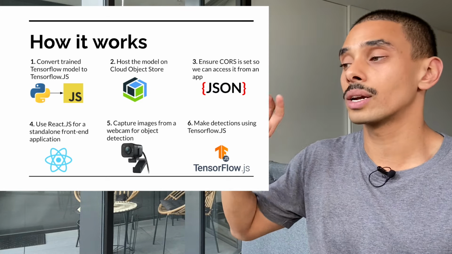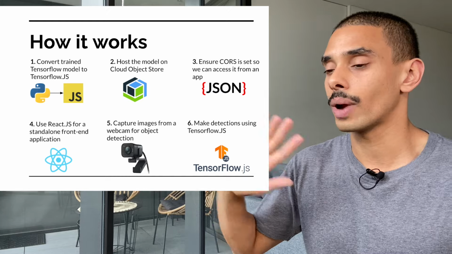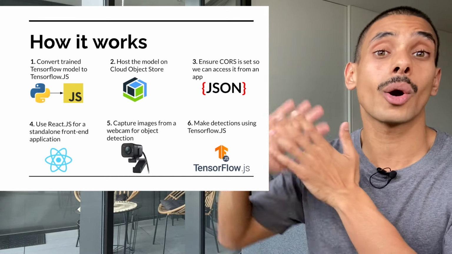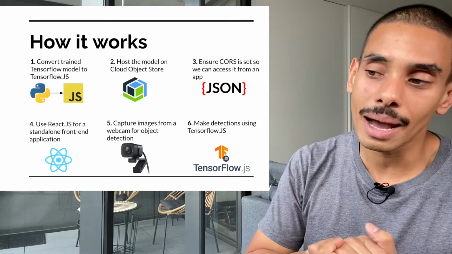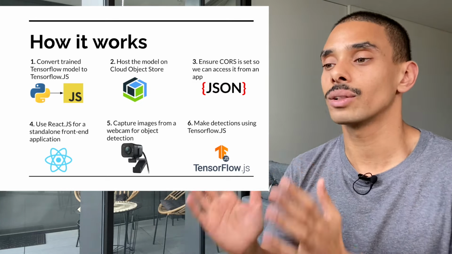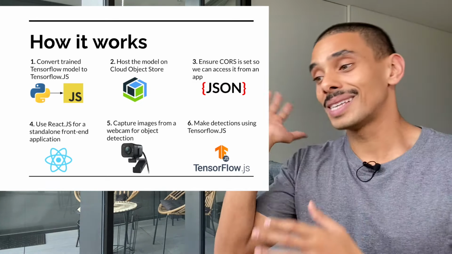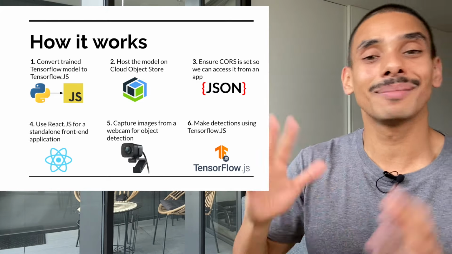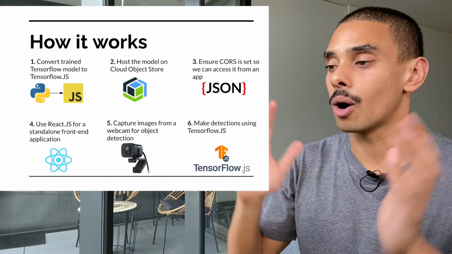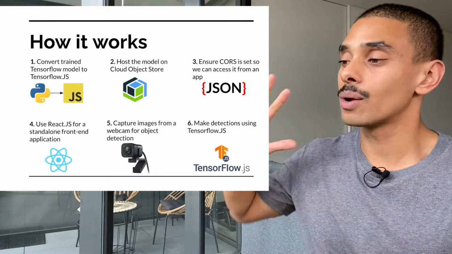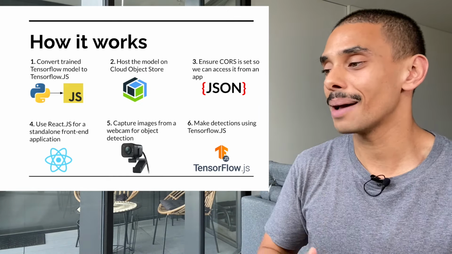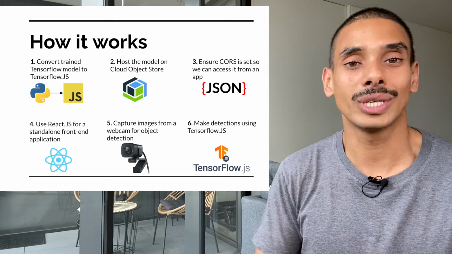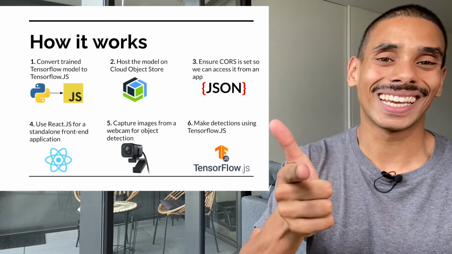We need to make sure that CORS is set so that we can access it through our app. So this basically means that our app can go out to other web pages and pull down our model. We're then going to build it up in React.JS and build our standalone front-end application. Step 5, we'll use our webcam to detect images and make object detections in real time. And we're going to wrap it all up together inside of our React.JS app. And again, we're going to be using Tensorflow.JS. Ready to do it? Let's get to it.